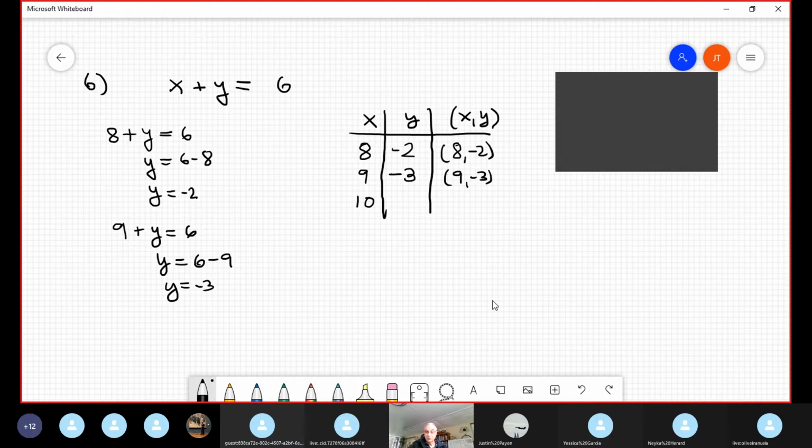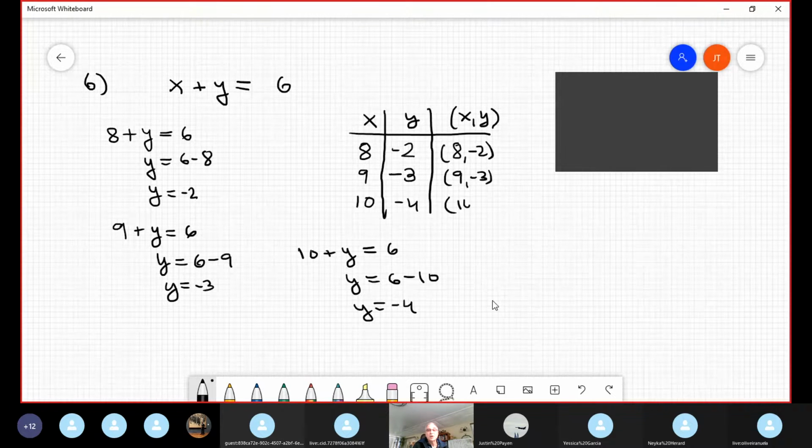Okay, let me finish this. Now for 10, it's similar. It's 10 plus y equals 6. Y is equal to 6 minus 10, which is negative 4. And the point is negative 4. So the point is 10 comma negative 4. That's it.